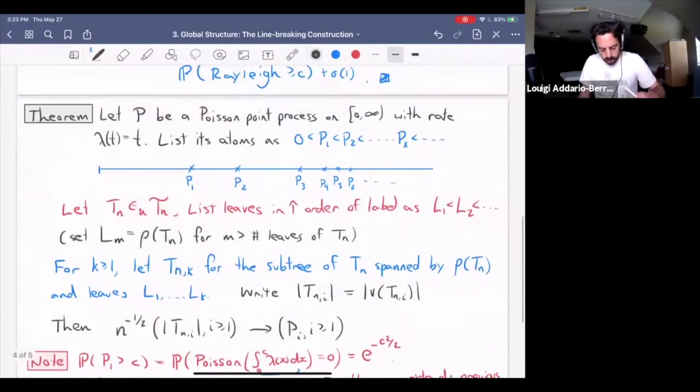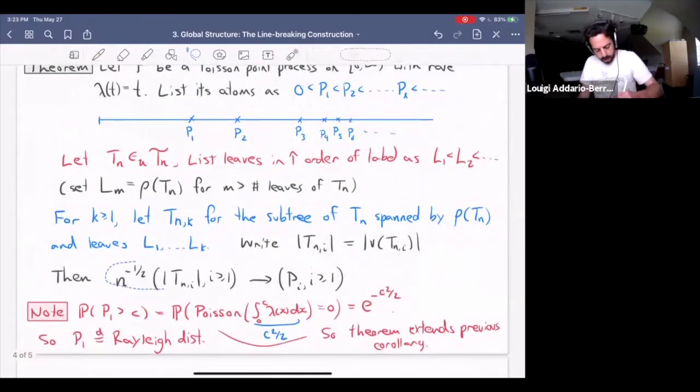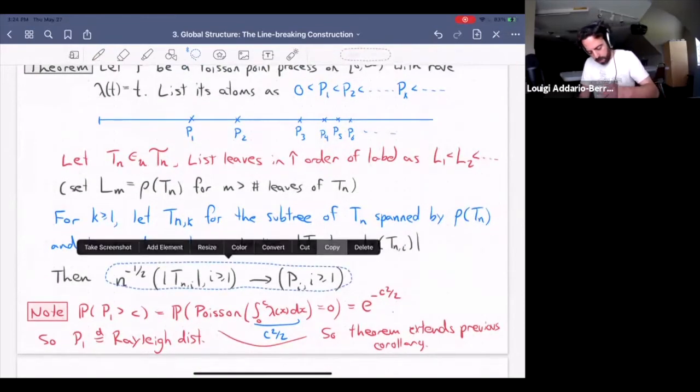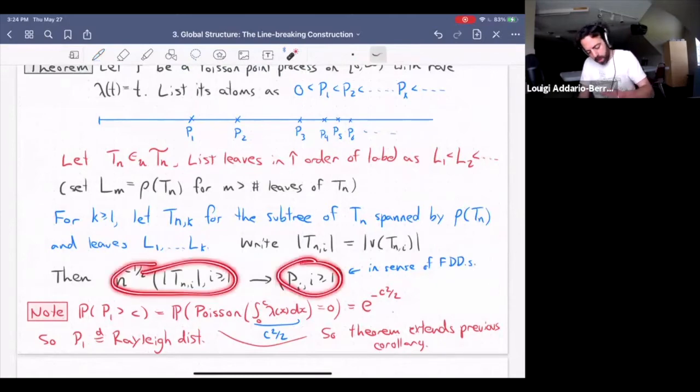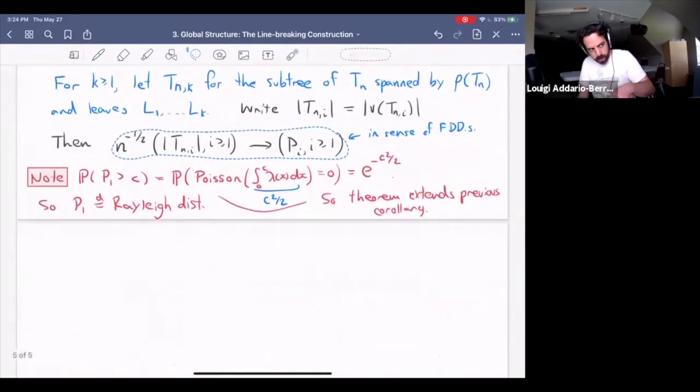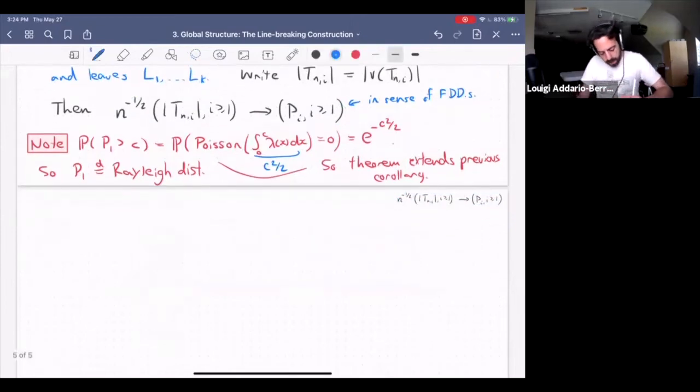Okay, so we're trying to prove this statement that this vector of subtree sizes converges, and this is in the sense of finite dimensional distributions. That means that for any fixed k, if I look at the vector of the first k elements here, it converges to the vector of the first k elements here jointly in distribution. So maybe I'll just put that up in the corner as a reminder of where we're headed. But I have a lemma to prove before we prove the whole theorem.